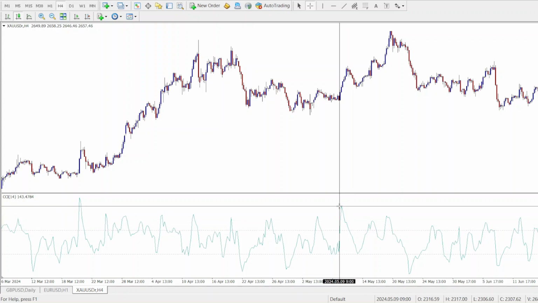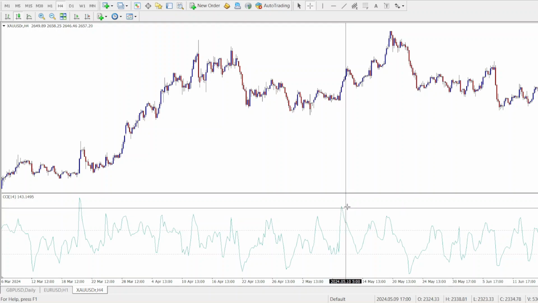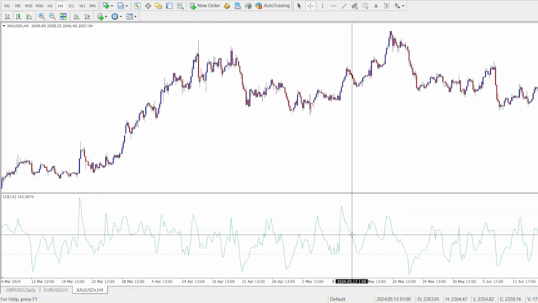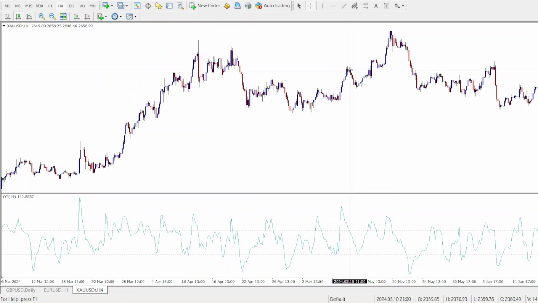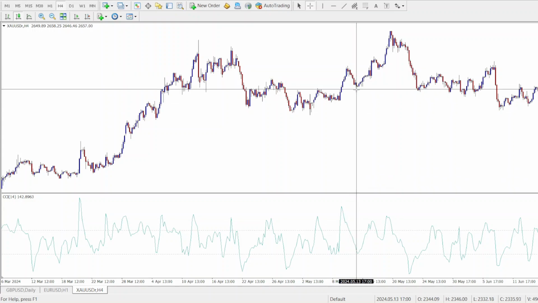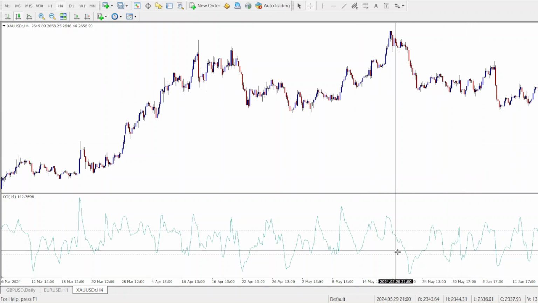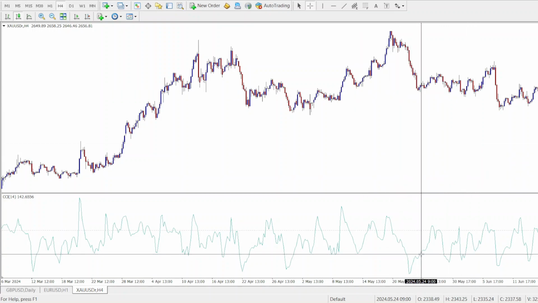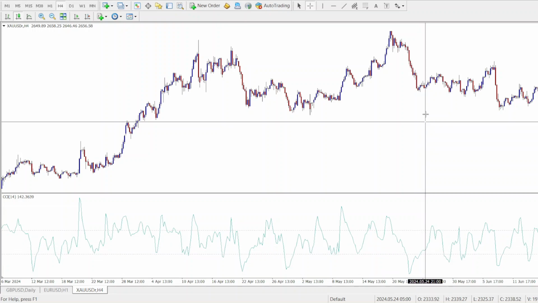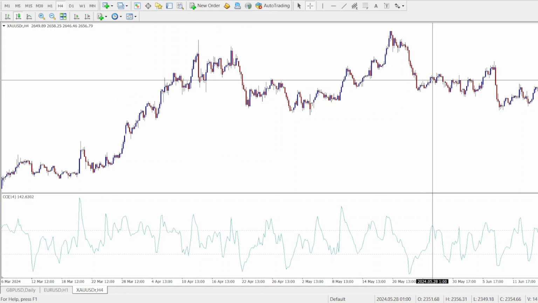So do not just be quick to sell after the price enters overbought. Wait for the CCI to cross below the 100. That's where we would have sold, and you can see that price sold all the way to this point. Now this is another example, this time for a buy signal. You can see right after the CCI crossed above the minus 100, that was when the asset began to rise.